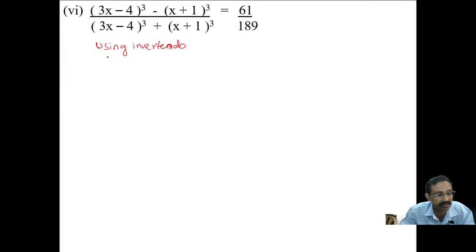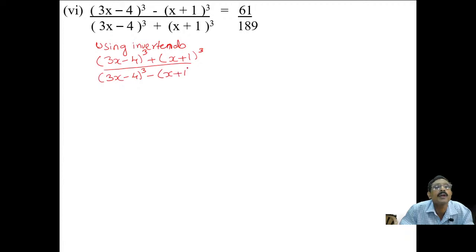Now to invert this, let us take (3x minus 4) cube plus (x plus 1) cube upon (3x minus 4) cube minus (x plus 1) the whole cube, which is equal to, now what we did on the left hand side, the same thing has to be done on the right hand side. So 189 upon 61.